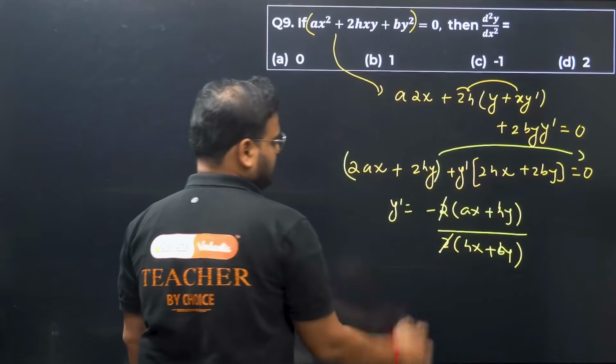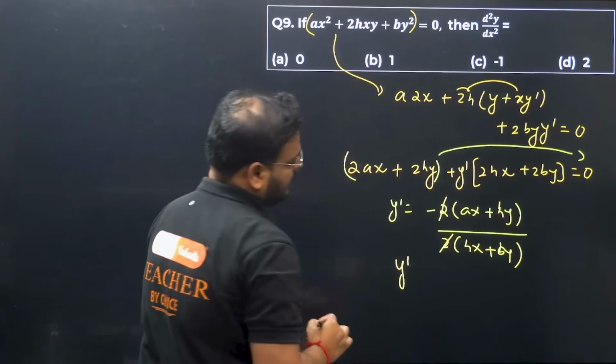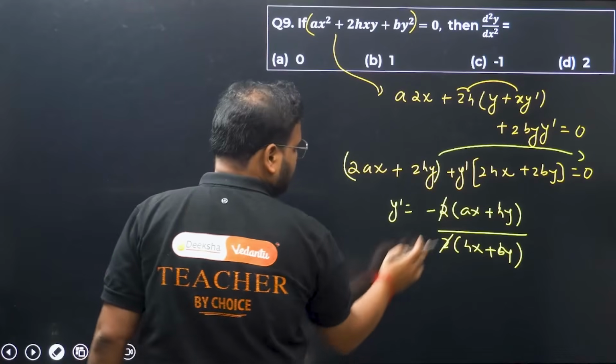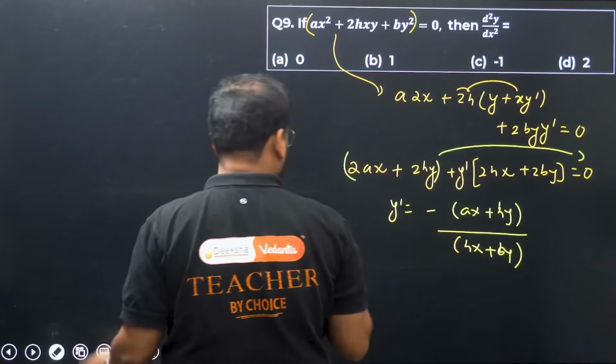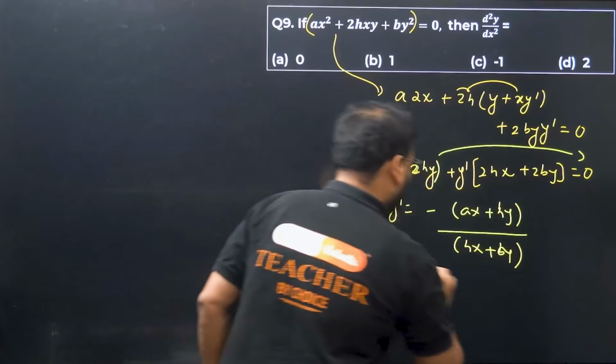2 and 2 is cancelled. So I'm getting y dash as simply minus, I can erase this, don't need to write another time. I can simply erase this, right, minus ax plus hy over hx plus by. That's my answer for y dash. Now what next?